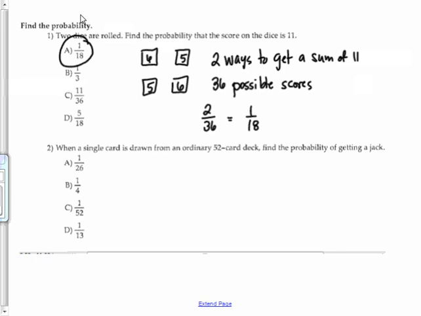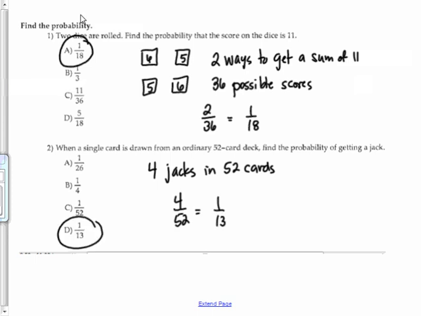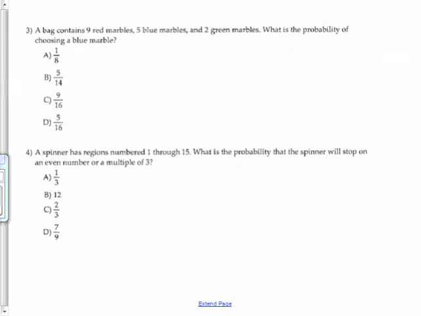All right, when a single card is drawn from an ordinary 52-card deck, find the probability of getting a jack. You want to think there are 4 jacks in 52 cards. So the probability of getting one of those jacks would be 4 out of 52, which reduces to 1 out of 13. So that one's not bad at all. All right, let's look at the next 2.